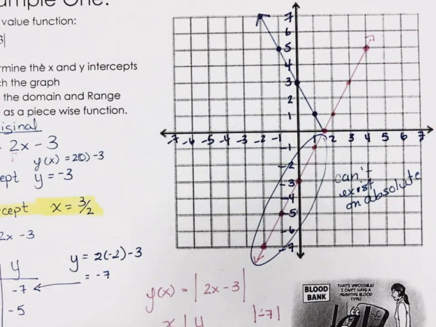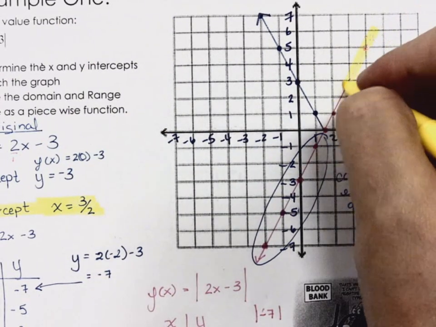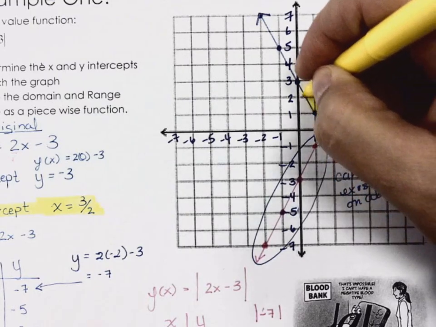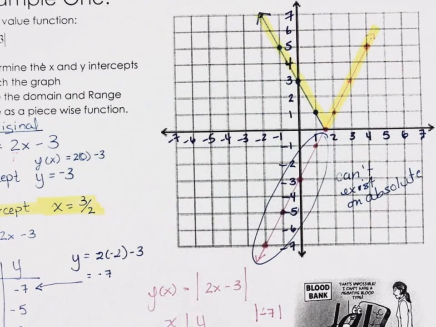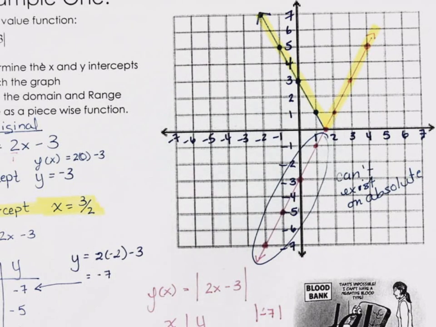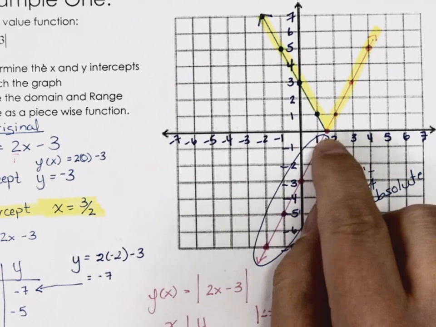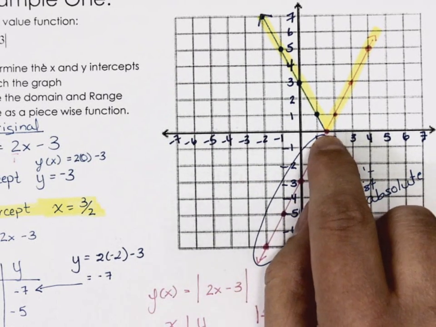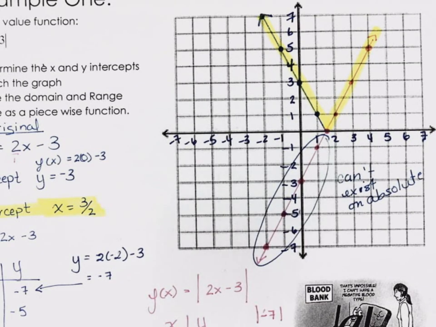So this is your absolute value graph. The yellow part, that whole thing, is your absolute value graph. The reason why the x-intercept is the most important point is because it's the last place that y is 0. Anything under that is going to be negative. So that x-intercept is super duper important.